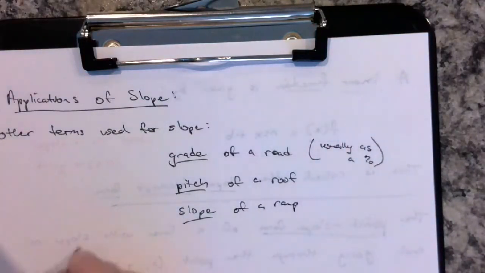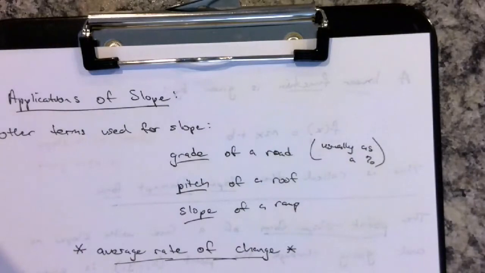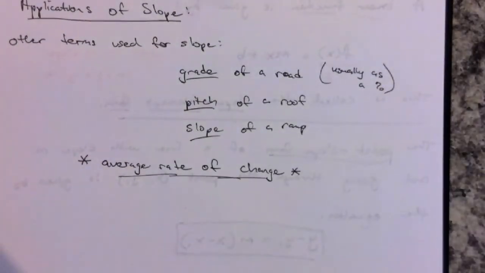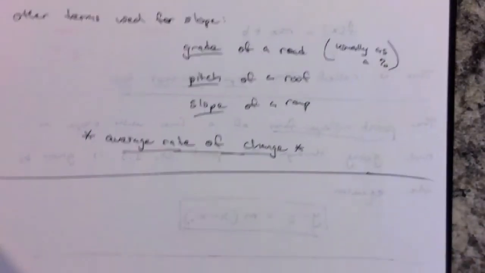And the last way that I'm going to talk about, and this is the one that is used most often in calculus, is the average rate of change. So all of these mean slope. If you hear those words in a problem, that's telling you that you need to find the slope. So we'll just do a few examples.